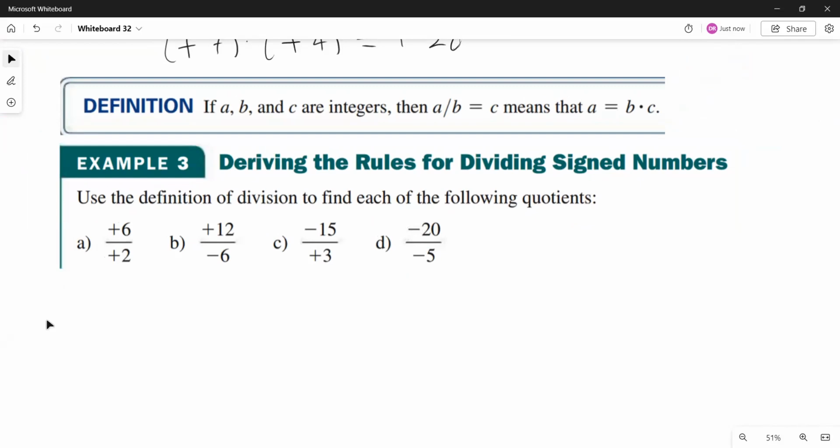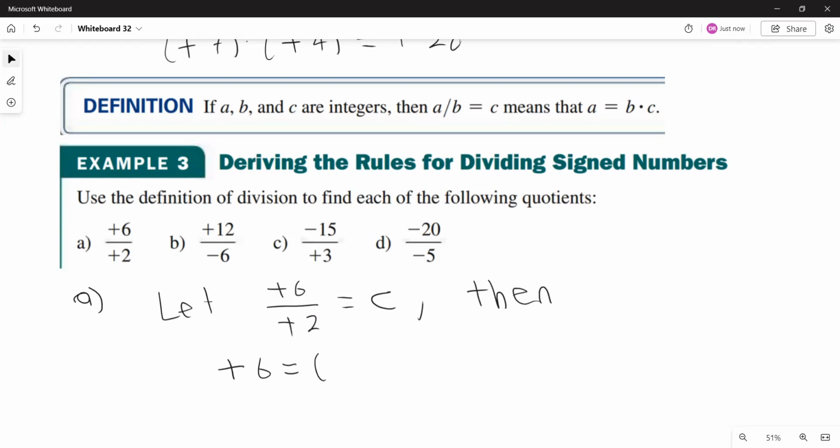So in A, if we use the definition of division, we let +6 over +2 equals C. Then the definition of division says that +6 equals +2 times C. And we know that the number that multiplied by positive 2 is equal to 6 is 3. It's positive 3.